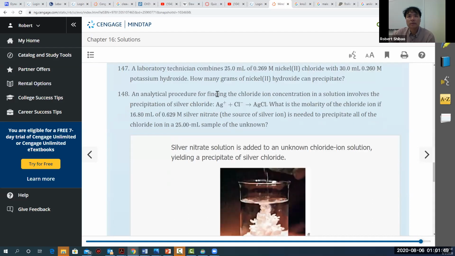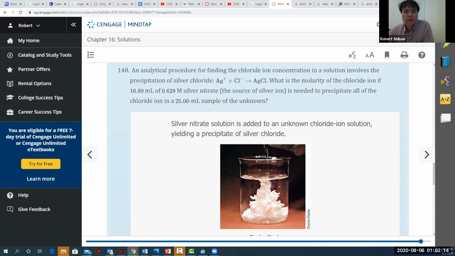Next one is an analytical procedure for finding the chloride ion concentration in a solution involves precipitation of silver chloride. So we could have titration involving precipitation as well. What is the molarity of the chloride ion if 16.80 milliliters is needed to precipitate in a 25 milliliter sample of the unknown? Okay, so this is very similar to the titration problem that we looked at. And so we're trying to figure out the molarity of the chloride ion.